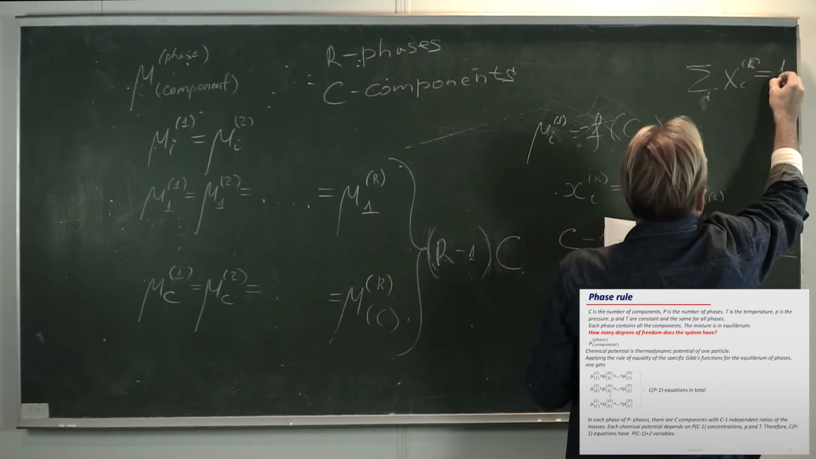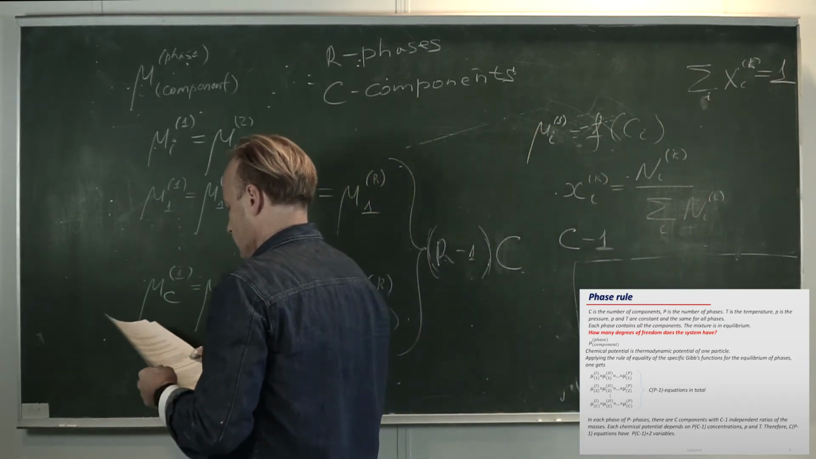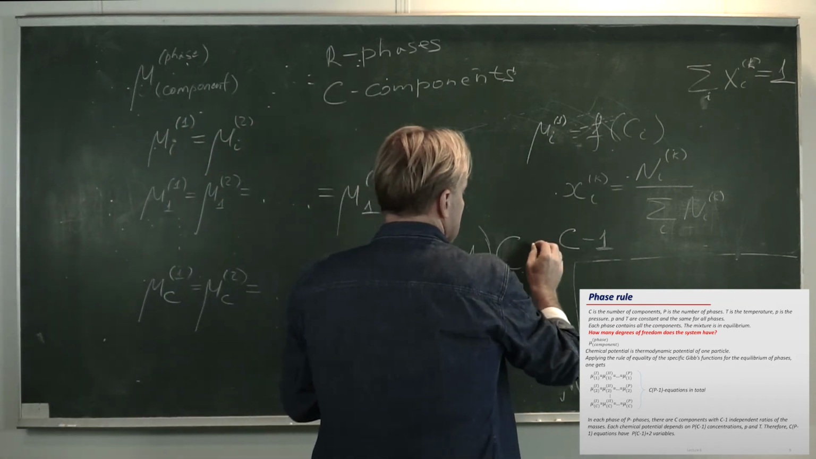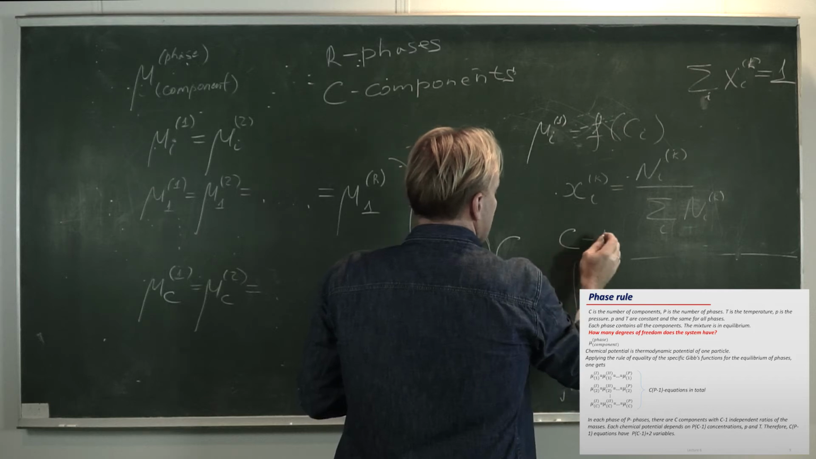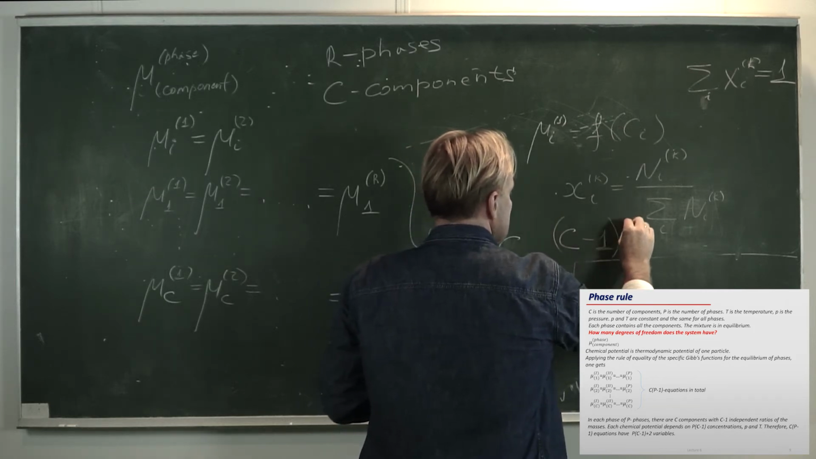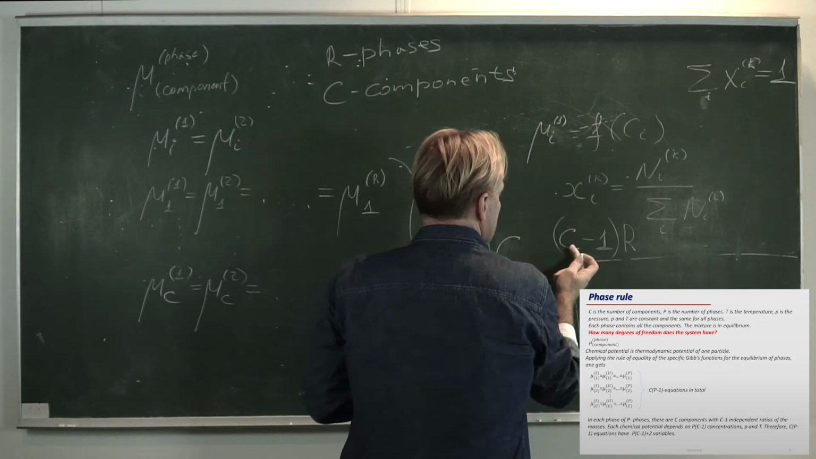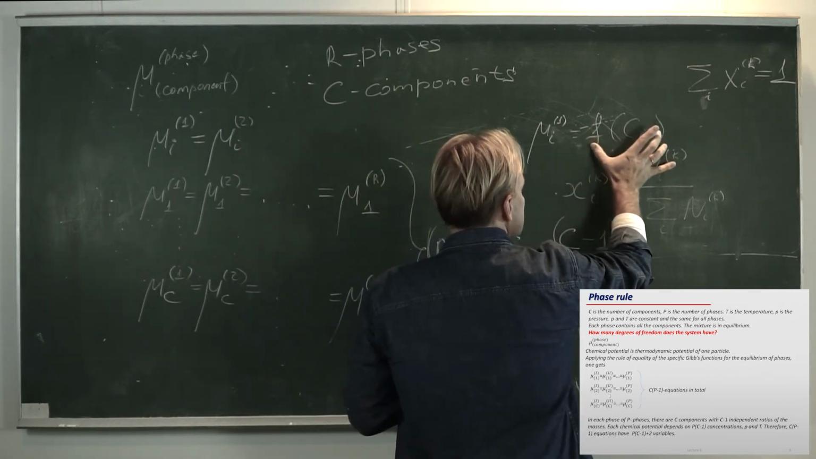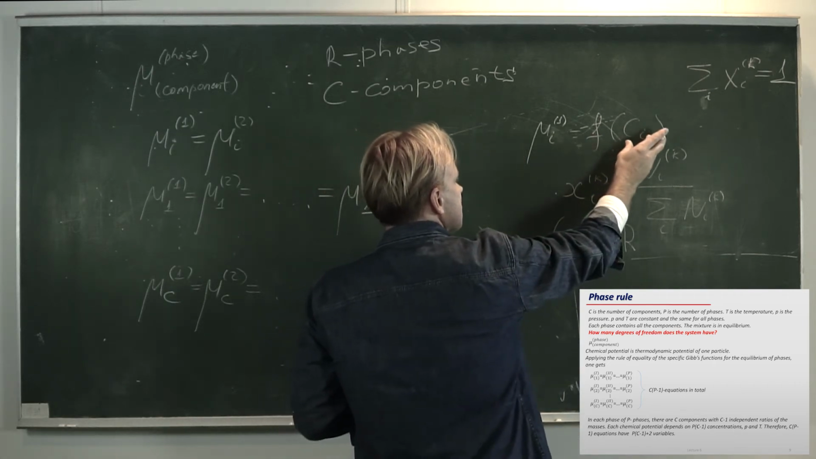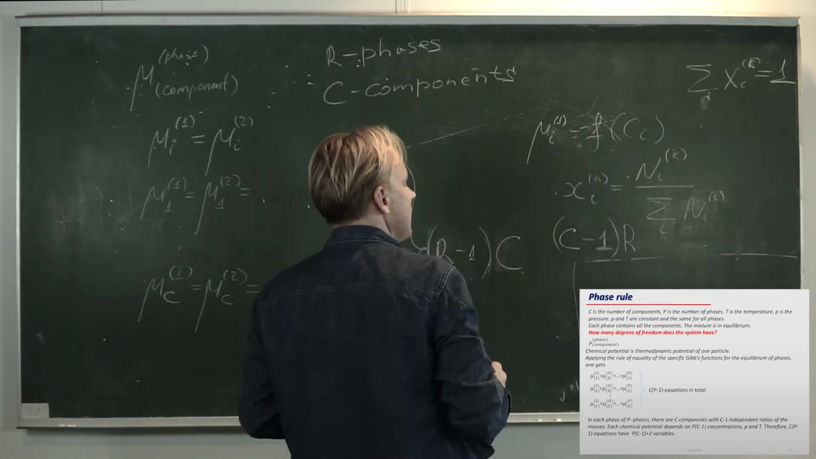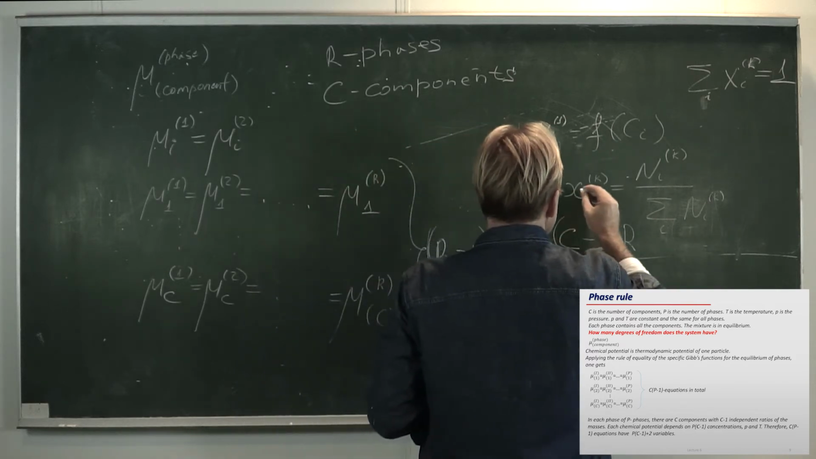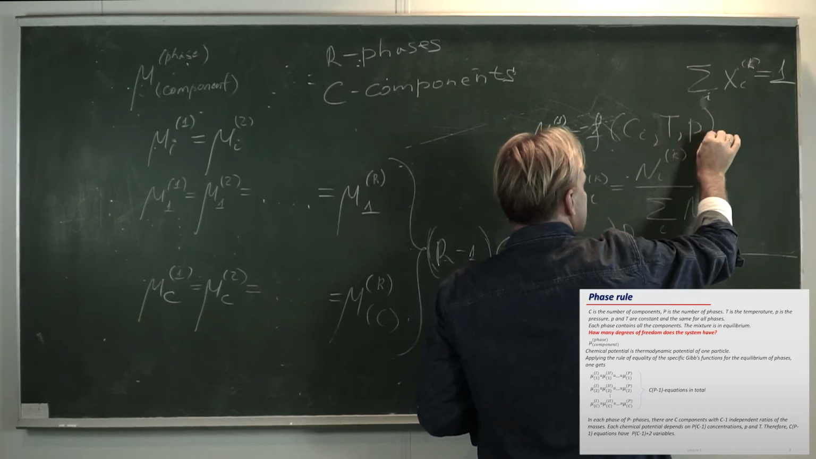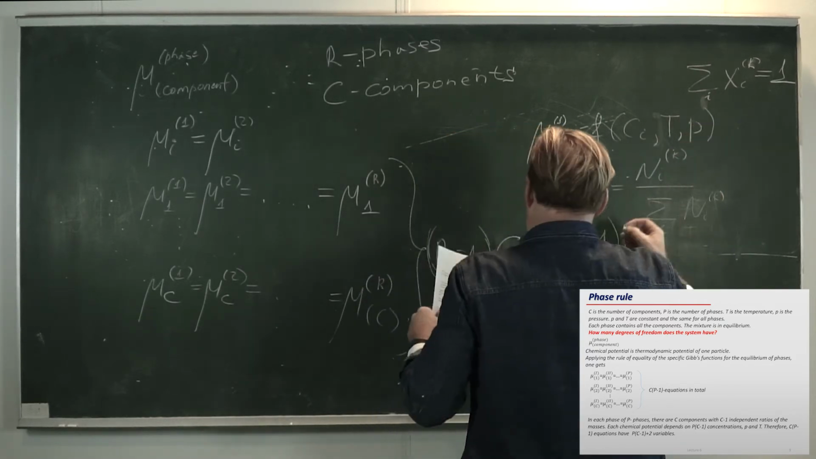For one phase, the total concentration is equal to 1. As a result, we have C minus 1 independent concentrations for each phase. We have R phases, and it means we have (C minus 1) times R independent variables while we talk only about concentrations, which define chemical potential. But also, in the case of ideal gas, we saw that chemical potential depends on pressure and temperature. So it means we have two more parameters.